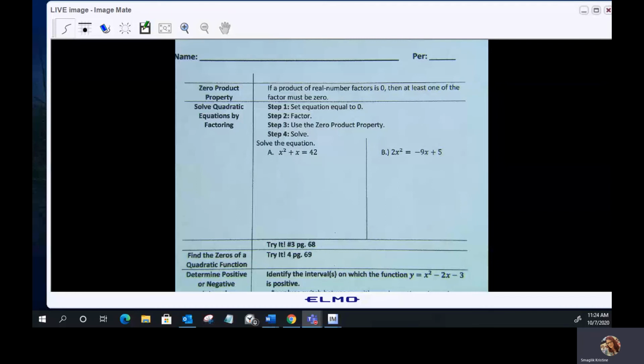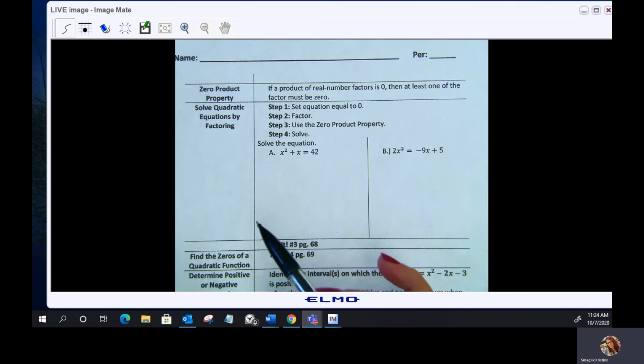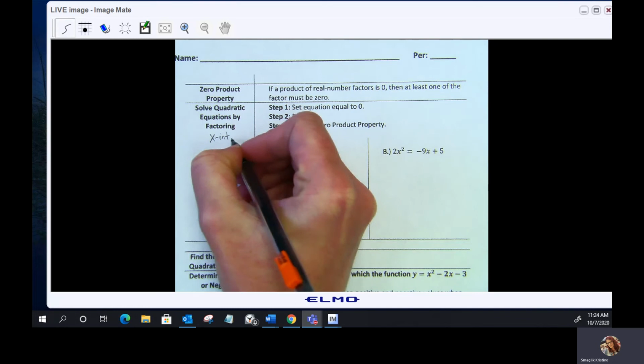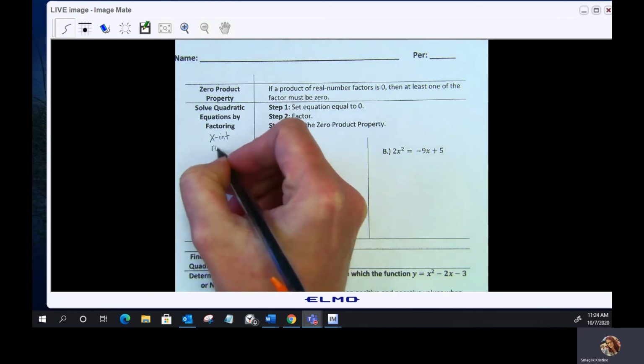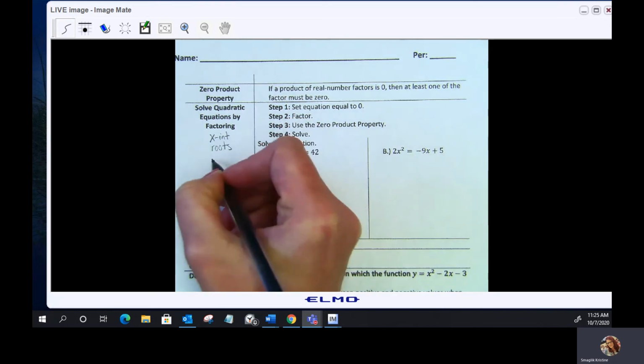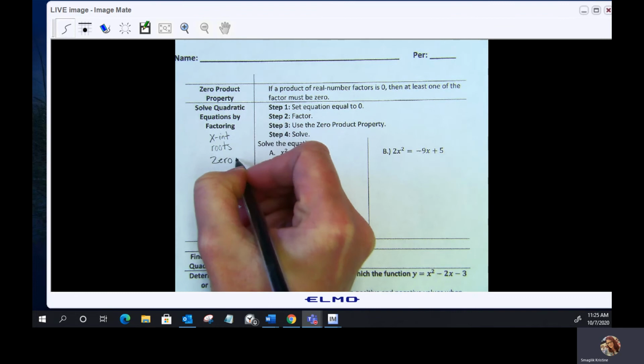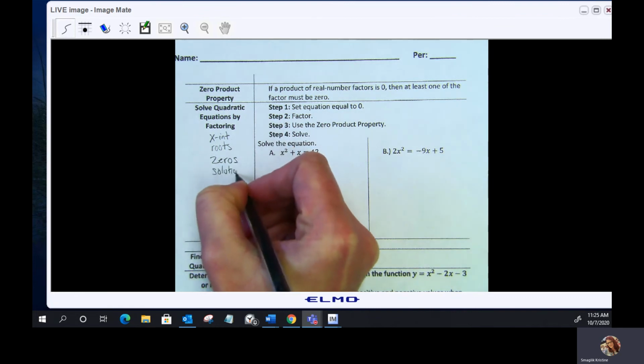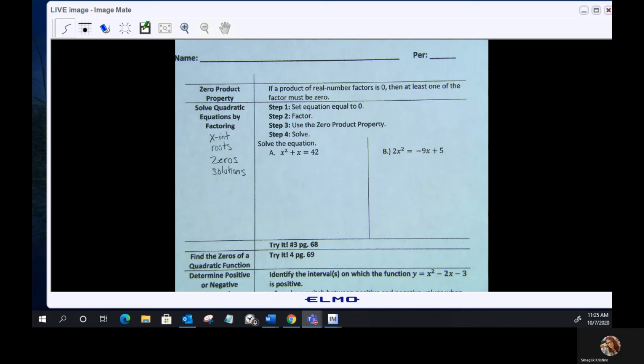Let's take a look at how to solve quadratic equations by factoring. Remember, when you're solving a quadratic equation, you are looking for the x-intercepts, which are also known as the roots, which are also known as the zeros, and which are also called the solutions. They are one and the same.